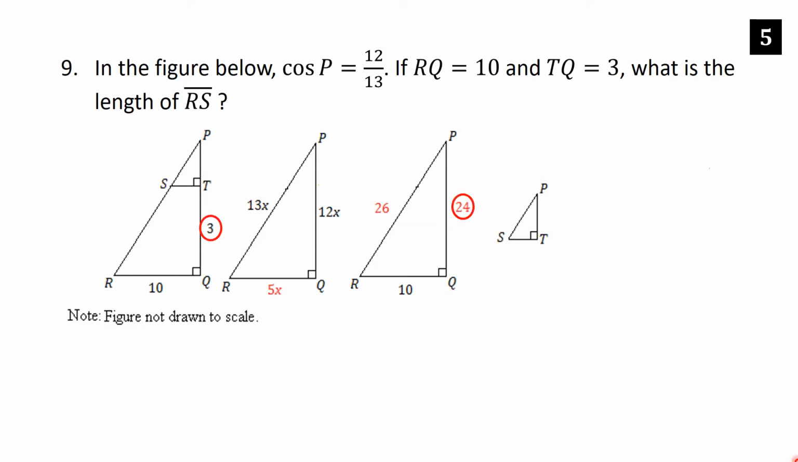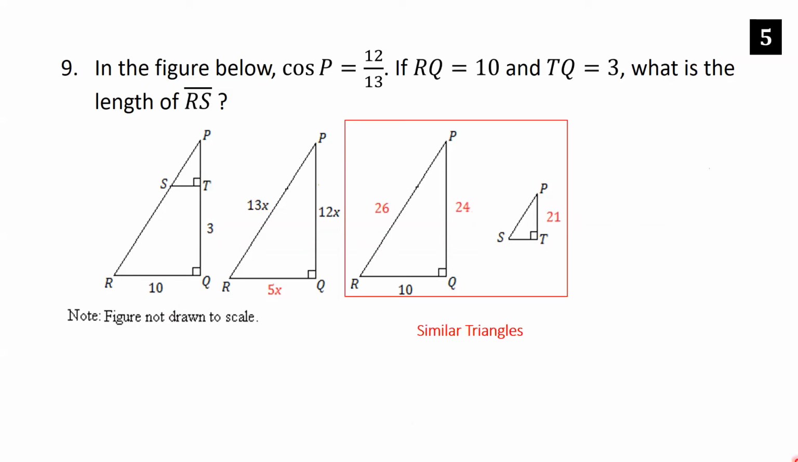Well, using the fact that PQ is 24 and TQ is 3, we see that PT is 21, right? Because PT is PQ, which we know is 24, minus TQ, which is 3, and that leaves us with 21. Okay, boy, this figure really is not drawn to scale at all, right? If you look at these numbers, which, you know, the question says it's not, so that's okay.